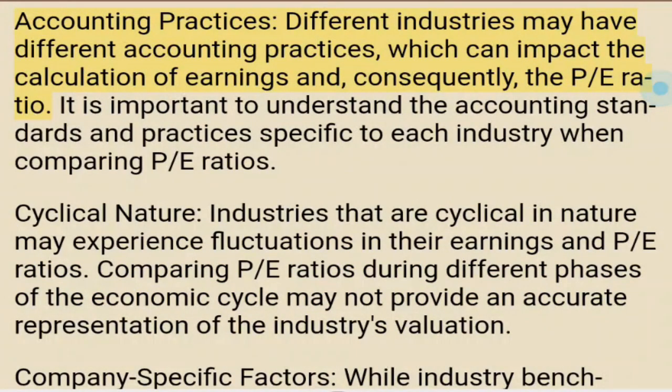Accounting practices. Different industries may have different accounting practices, which can impact the calculation of earnings and, consequently, the P/E ratio. It is important to understand the accounting standards and practices specific to each industry when comparing P/E ratios. Cyclical nature. Industries that are cyclical in nature may experience fluctuations in their earnings and P/E ratios. Comparing P/E ratios during different phases of the economic cycle may not provide an accurate representation of the industry's valuation.